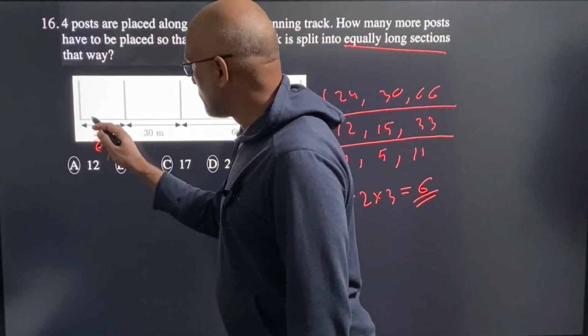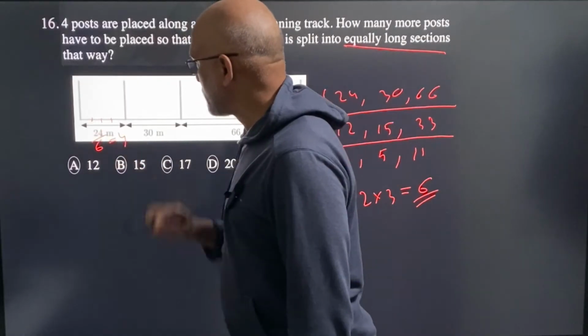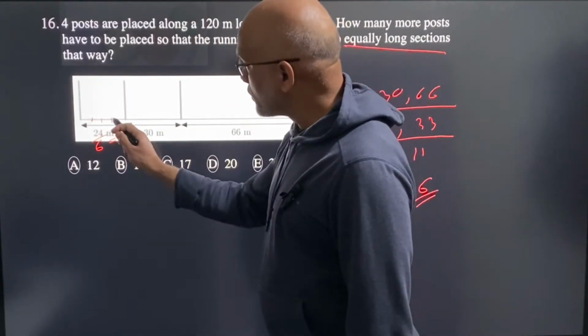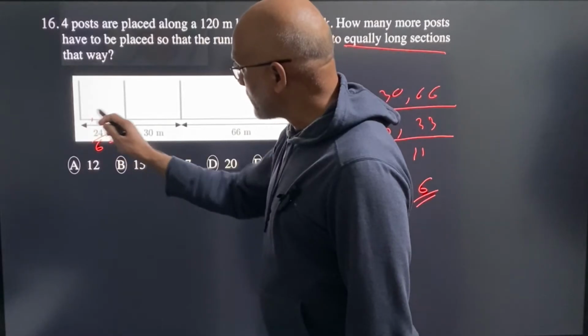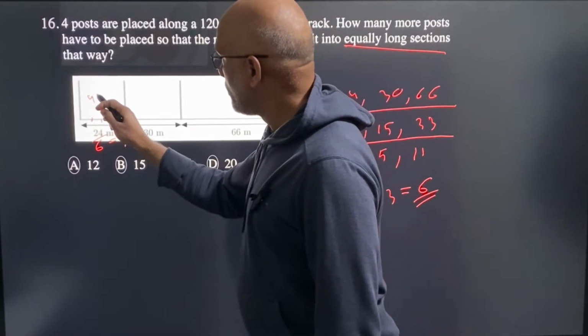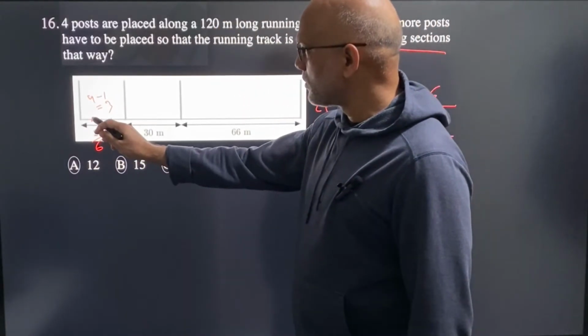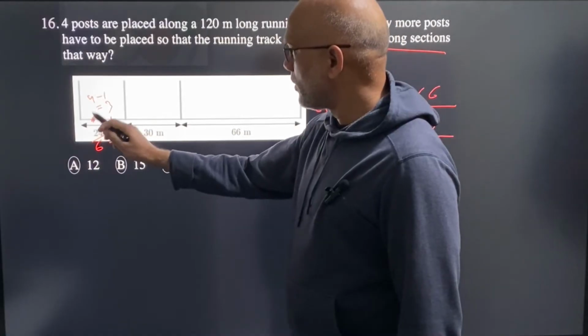Four segments, right? So this is 6, 12, 18 and 24. So there are 4 segments. But how many more posts do I need? I need one less because they are already at the boundary, right? So 4 minus 1 is 3 more posts I need here, right? So 1, 2, 3. All right.